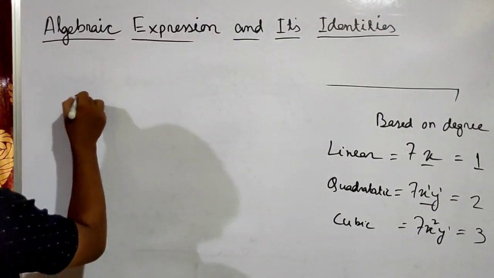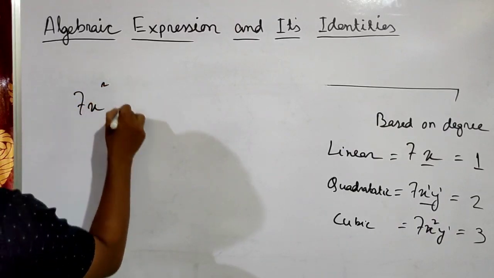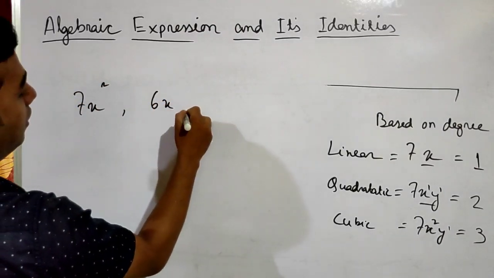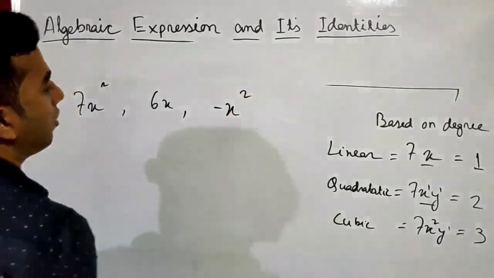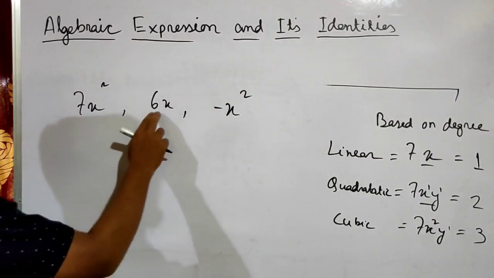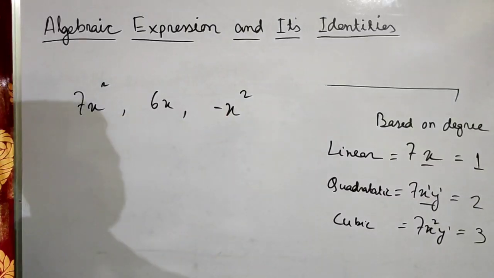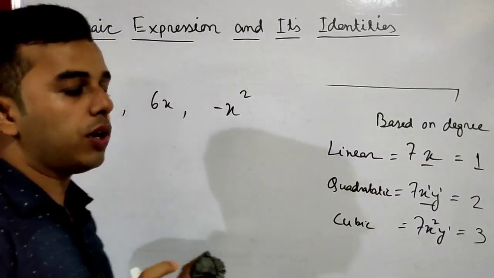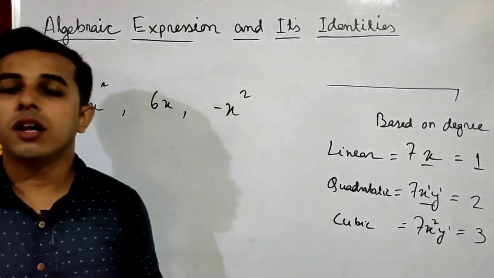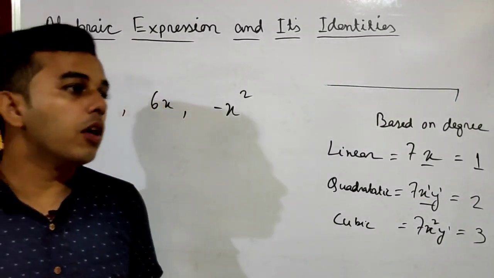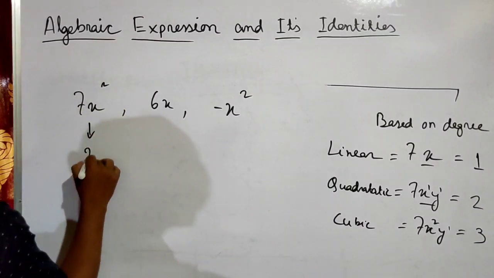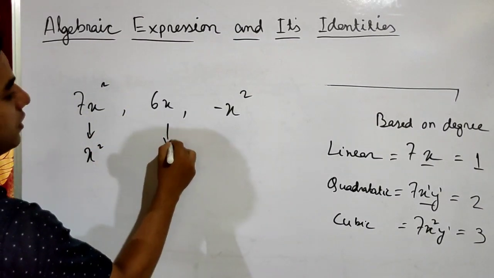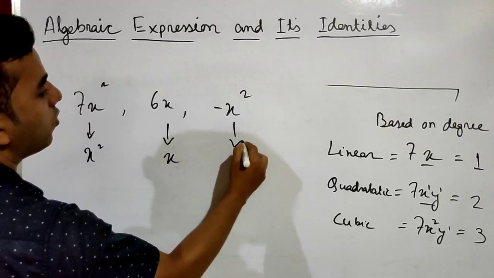For example, 7x square, another is 6x, another is minus x square. So there are how many terms? One term, two terms, three terms. So like term is when the variable factor is the same. So in this case, what is the variable factor? In this case, it is x square, isn't it? In this case, it is what? x. In this case, it is what?